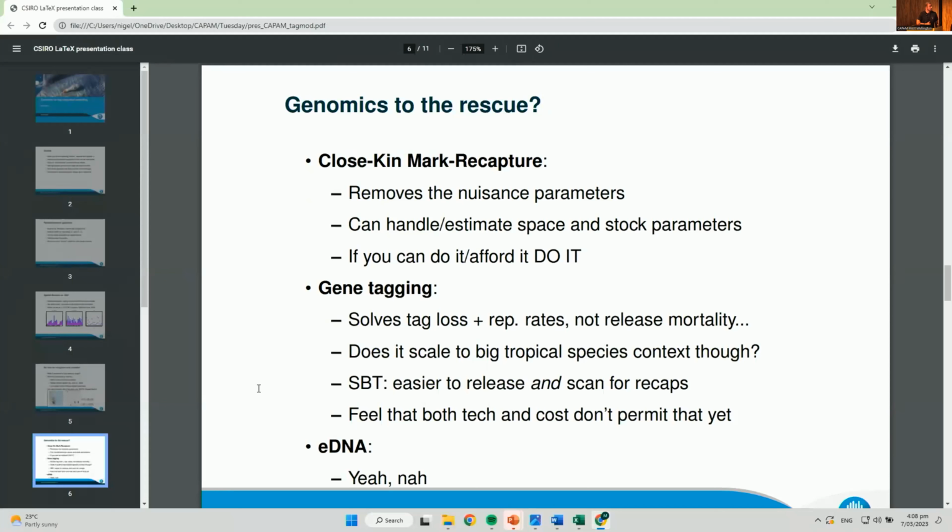Gene tagging. So what does it solve? Tag loss and reporting rates, but it doesn't obviously solve release mortality. How are you going to do that? That's very difficult to solve.